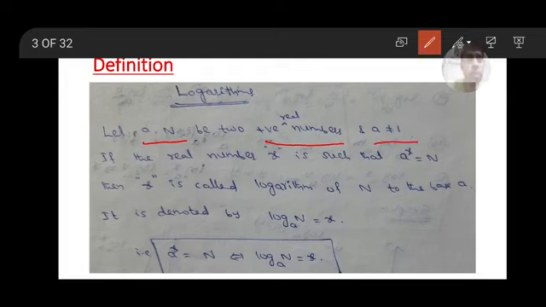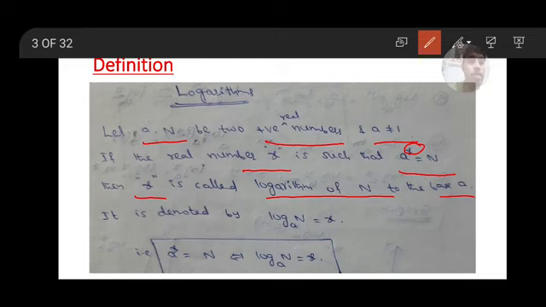If the real number x, any real number, either positive or negative, is such that a to the power of x equals N, meaning the real number x exists such that a to the power of x equals N, then this x is called the logarithm of capital N to the base a.